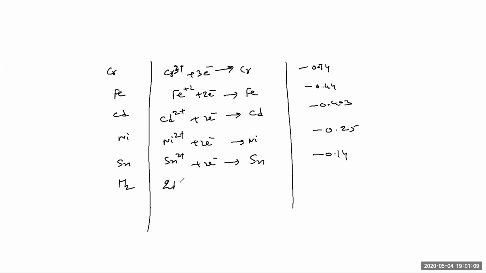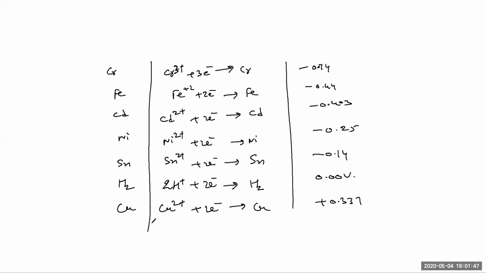Next, H2. So 2H plus, 2 electrons gives rise to H2. You know, this is 0.00 volts. After hydrogen, all the positive E0 values will come. After hydrogen, next copper. Cu 2 plus, 2 electrons gives rise to Cu. It is plus 0.337.